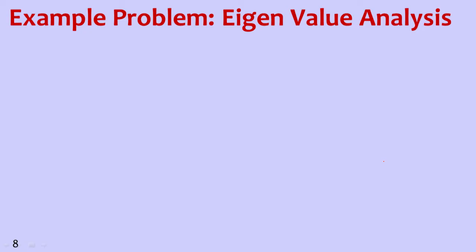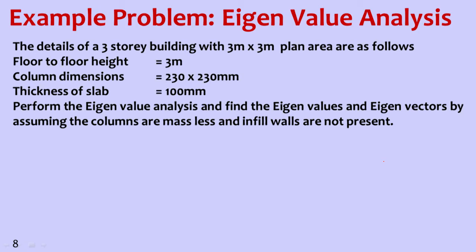Now let us solve an example problem for understanding multi-degree of freedom systems in a proper manner. Let us take a real, regular structure: a 3-story building with a 3 meter by 3 meter plan area. The properties are as follows: floor to floor height is 3 meters, column dimensions 230 by 230 mm, and slab thickness 100 mm. Perform eigenvalue analysis and find the eigenvalues and eigenvectors, assuming the columns are massless and infill walls are not present. We are taking these assumptions to simplify the problem.